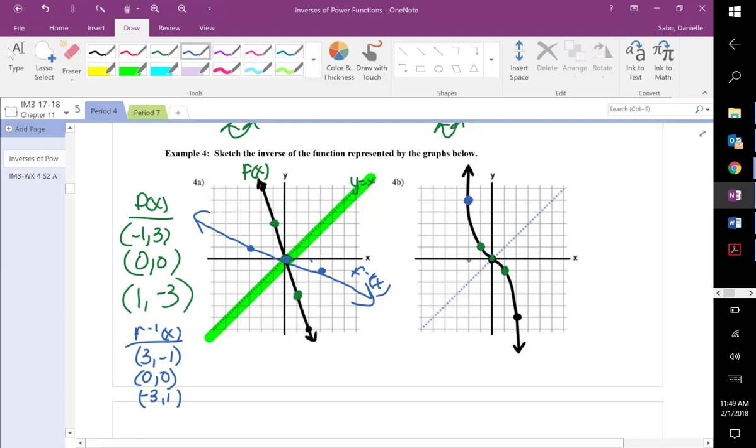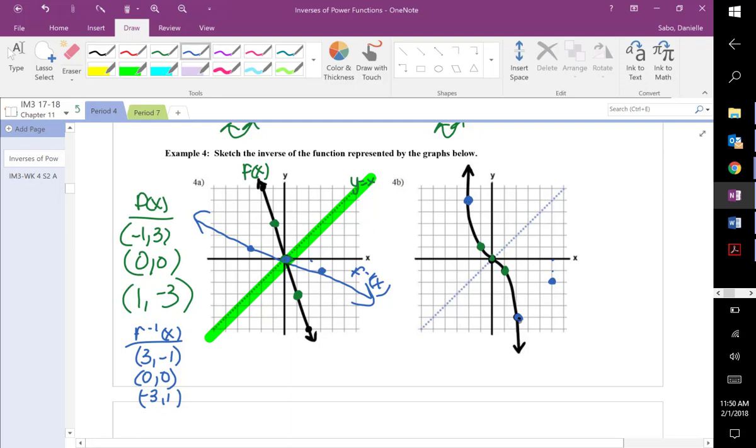I go negative 2, up 1, 2, 3, 4, 5. So I must go negative 5. Don't change the sign, just switch it. 5, 5, then 1, 2, 3, 4, 5, negative 2. And then this other blue point, I go to the right 1, 2, and down 5.